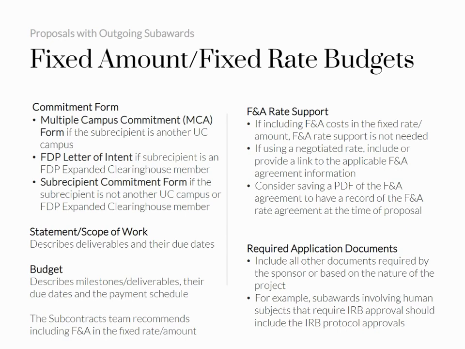Collect F&A rate support. If including F&A cost in a fixed rate or fixed amount, F&A rate support is not required. If using a negotiated rate, include or provide a link to the applicable F&A rate agreement information in your packet. Consider saving a PDF of the F&A rate agreement to have a record of the F&A rate at the time of proposal. Also collect any required application documents that are required by the sponsor or based on the nature of the project. For example, subawards involving human subjects that require IRB approval should include the IRB protocol approvals.